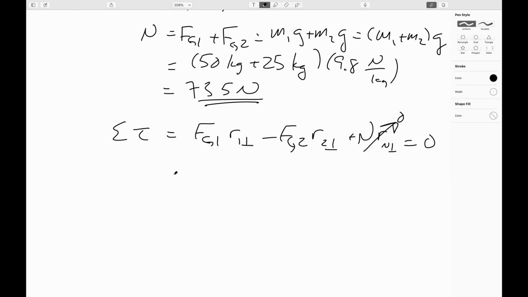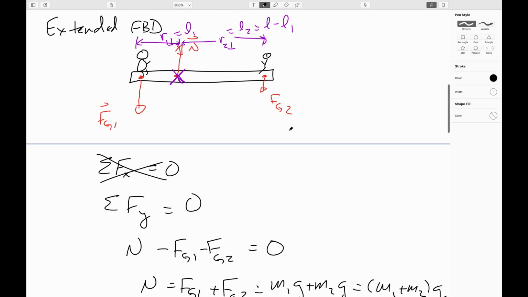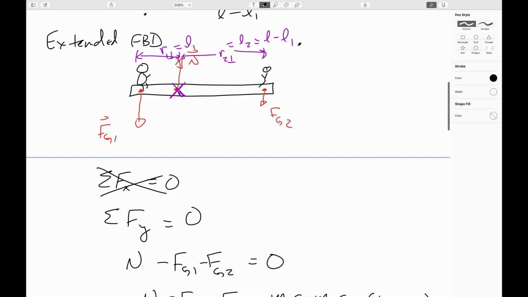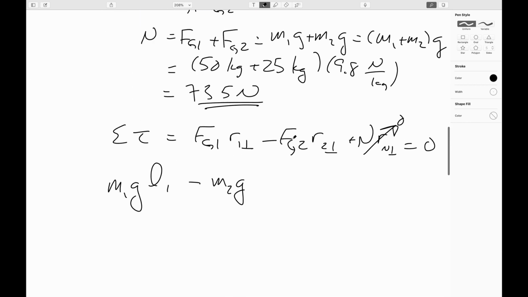So Fg1 is equal to M1g. R1 perpendicular we called L1. That's what we want to find. Fg2 is M2g. And our R2 perpendicular we worked out was going to be L minus L1. And since we want to find L1, that's probably the most profitable way to write it.